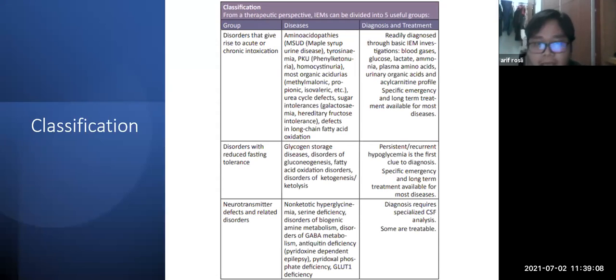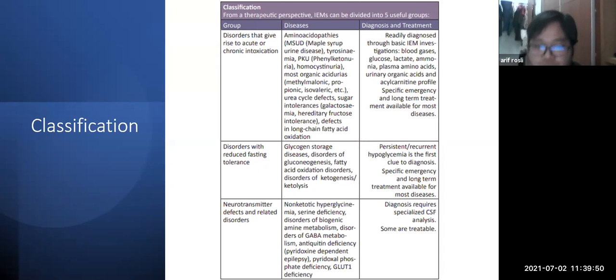So IEMs can be further classified into 5 groups based on therapeutic perspective. The first group are the disorders that give rise to acute or chronic intoxication. The diseases include aminoacidopathies such as MSUD, phenylketonuria, and also tyrosinemia. Usually for group 1, they are readily diagnosed through basic investigations, such as blood gases and others. Special emergency and long-term treatment is available for most of the diseases in group 1.